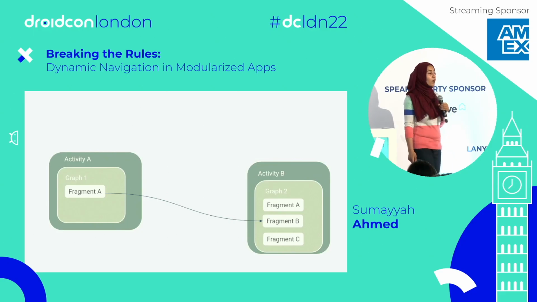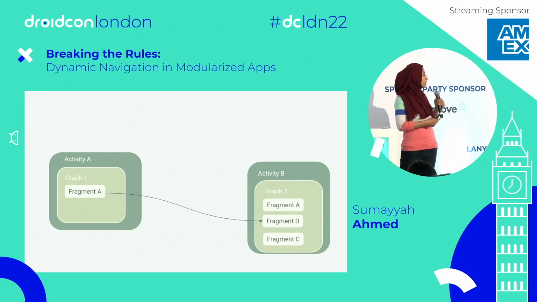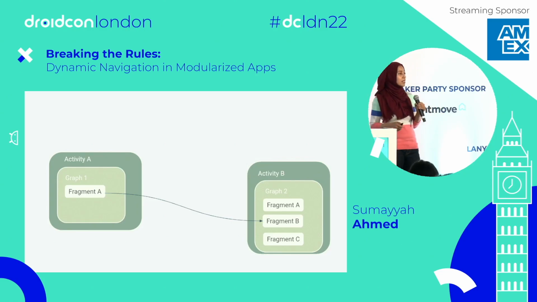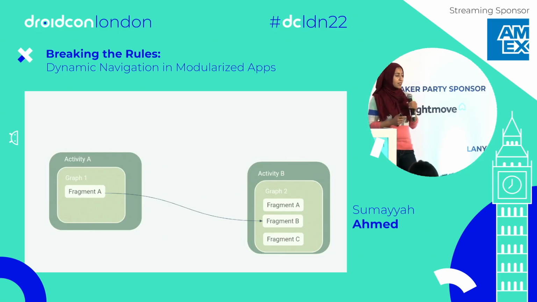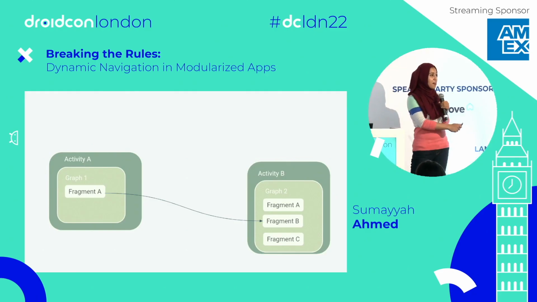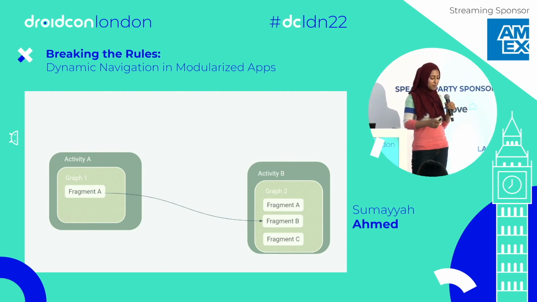Let's start with case number 1, which is something I've actually encountered more than a few times. We want to get from activity A to activity B, but we don't want to hand off. We want a particular point in activity B's navigation graph. We want fragment B, for example. But the developer knows about fragment B, but activity A's graph knows nothing about the internals of activity B's graph. They're still encapsulated. So how do we make this happen?